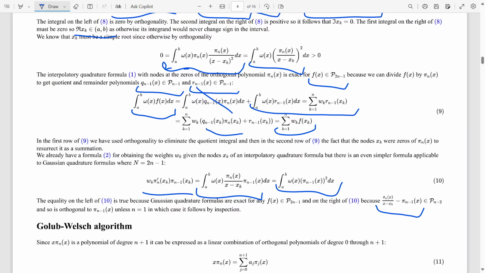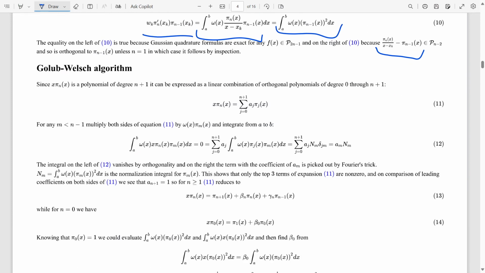There are techniques for finding the nodes and weights of a Gaussian quadrature formula if their orthogonal polynomials satisfy a Sturm-Liouville differential equation, which I intend to cover in subsequent videos. But there is an algorithm which may be applied in the general case, the Golub-Welsch algorithm. We can expand x pi n of x as a linear combination of orthogonal polynomials of degree 0 through n plus 1, as done here.